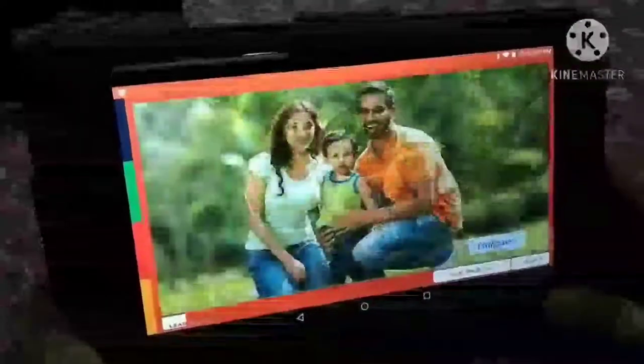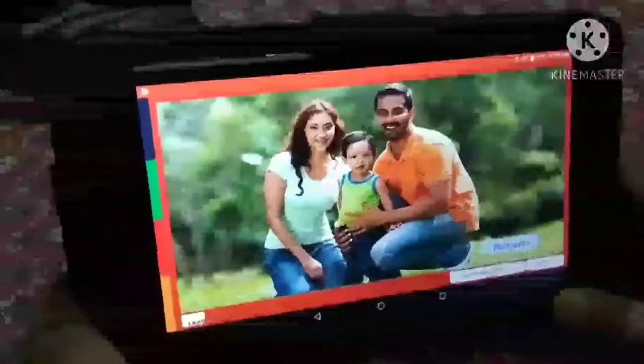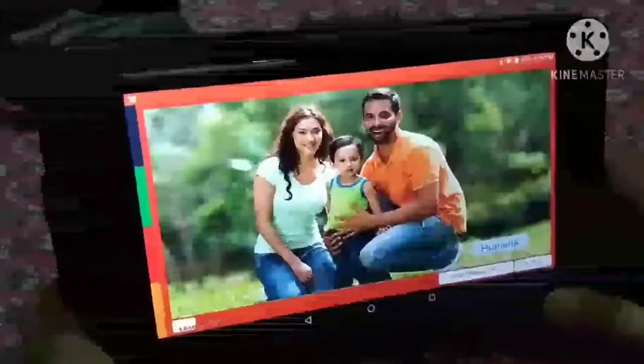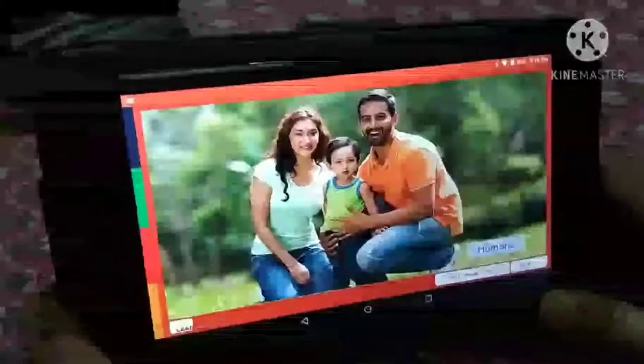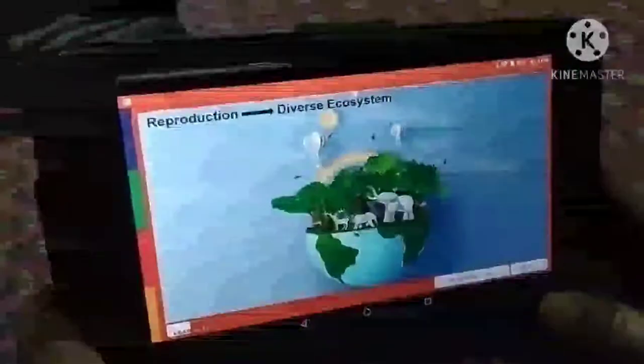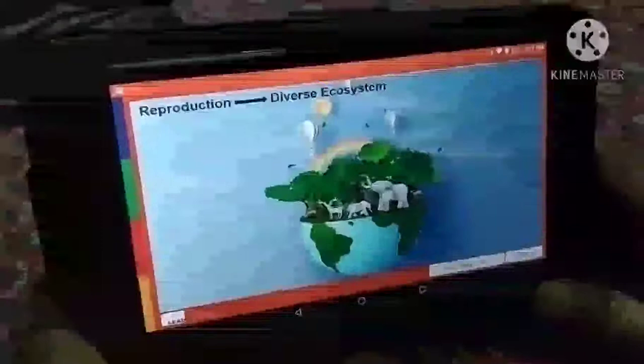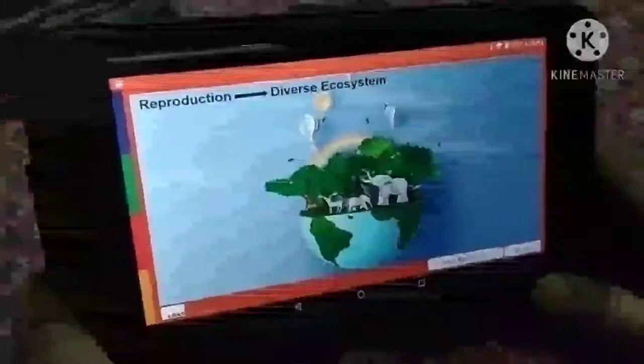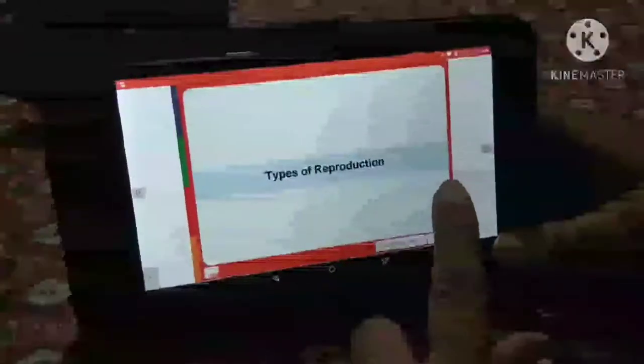We exist on this planet because humans have reproduced generation after generation. It is because of reproduction that we have a wonderful and diverse ecosystem of living beings around us. Otherwise, life as we know it would not exist. Learn about types of reproduction.